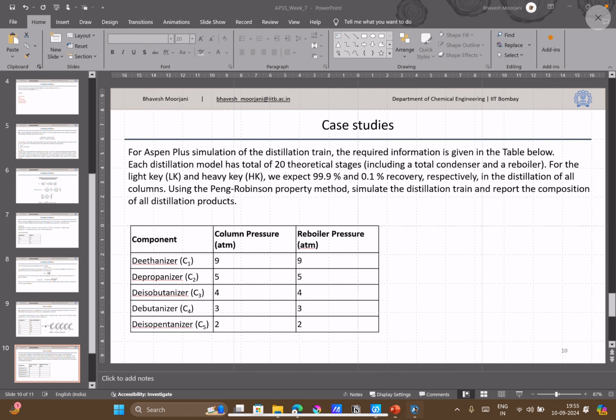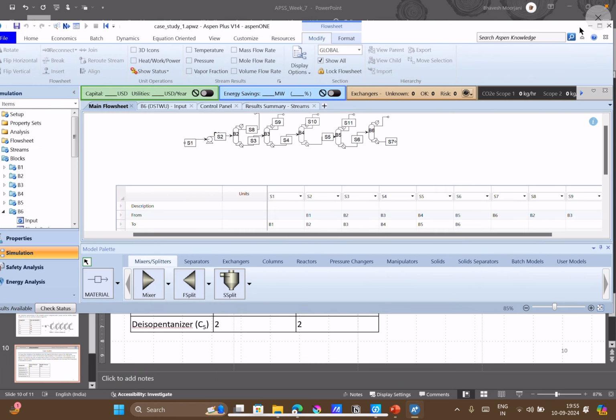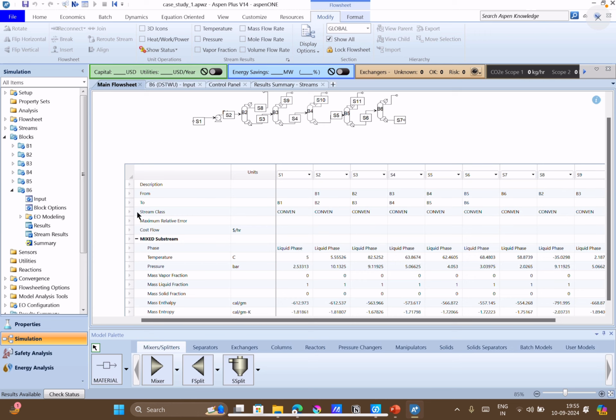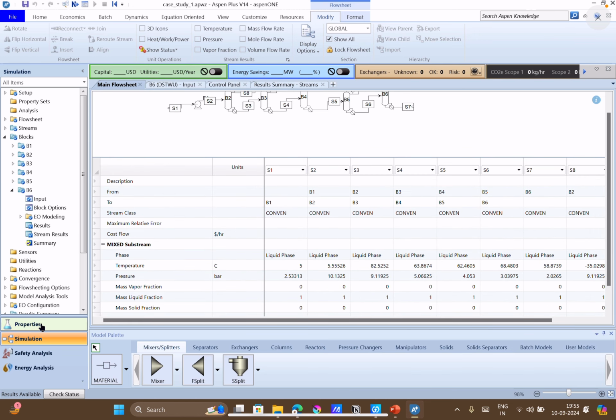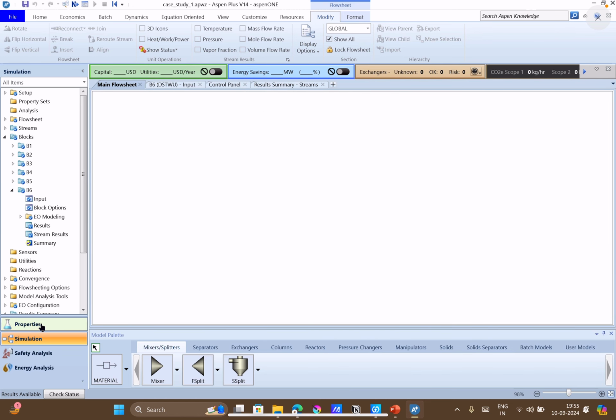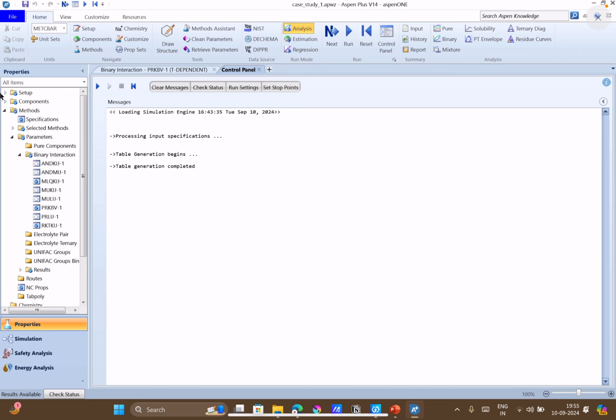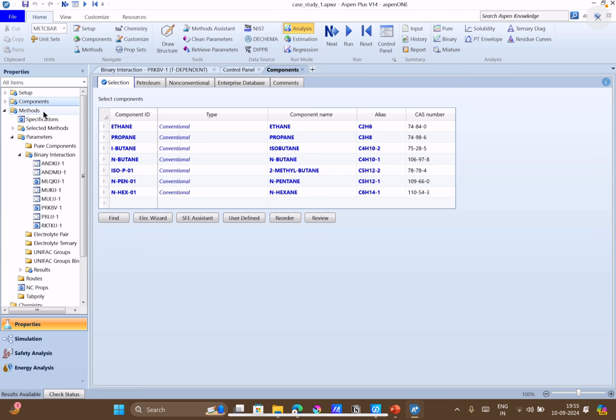Yeah, it's ready. First, let me go to the property analysis. The components that we have selected: we have added ethane, propane, isobutane, n-butane, isopentane, n-pentane and n-hexane. All the components are added here.